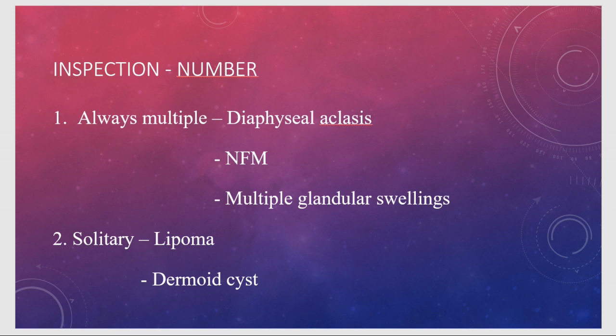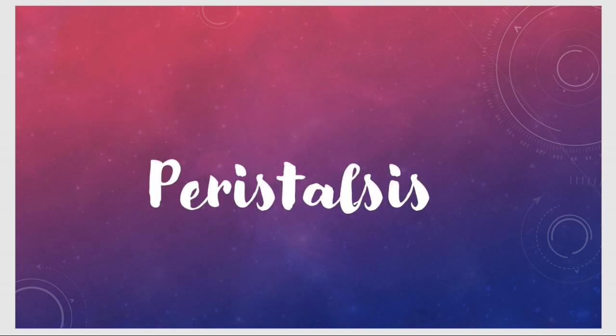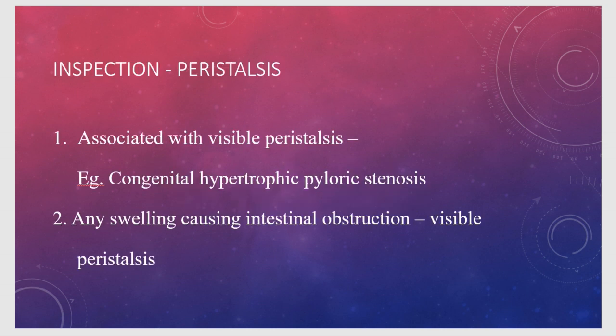These are multiple, and we can even say always multiple at different points of time. At a single point of time, the patient may present with a single swelling, but in the subsequent course of time, he or she will develop multiple swellings in neurofibromatosis. Okay, this disease has a congenital predisposition. And after number, then 2P, the peristalsis and pulsation.